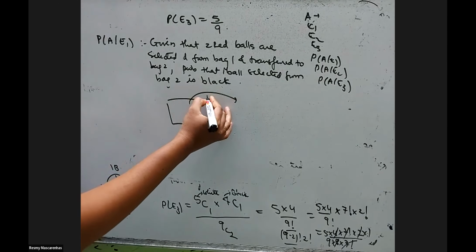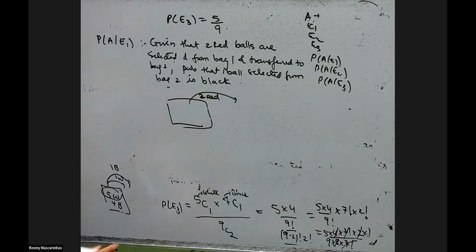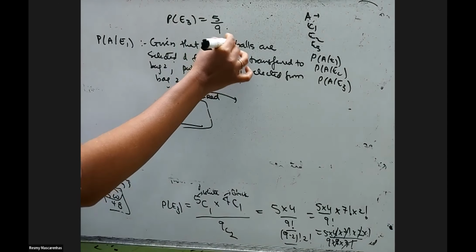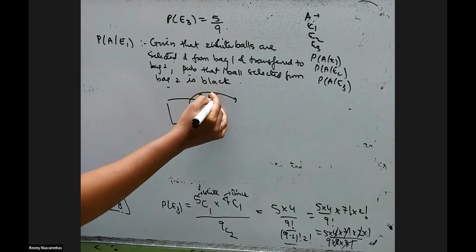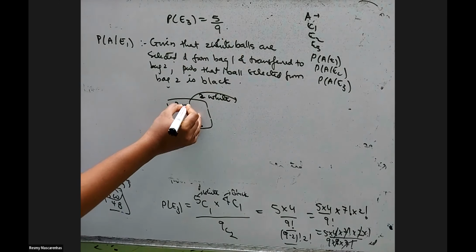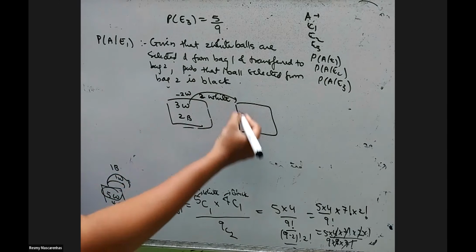So two red, I am transferring two red balls. So how many will remain? Two red balls means, sorry, what is that? White. First E1 was white, no? So two white you are transferring. So how many will remain in the first box? If you are removing two white, only three white will remain here and two black. So minus two white balls here plus two white balls.